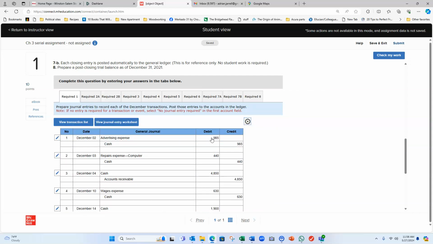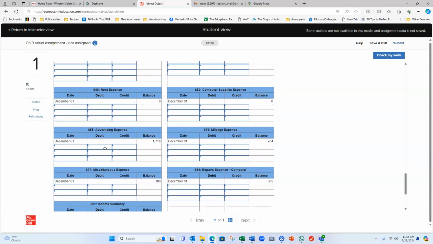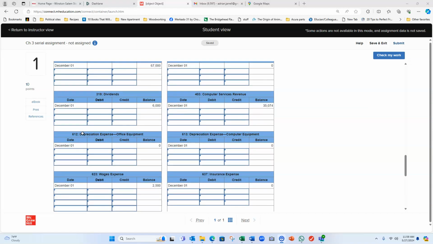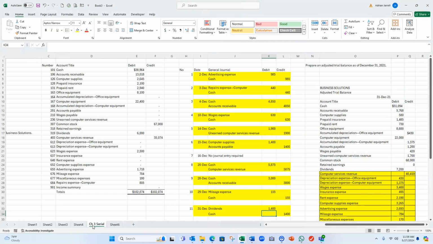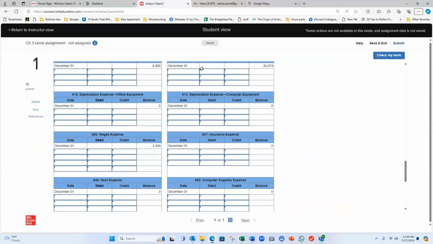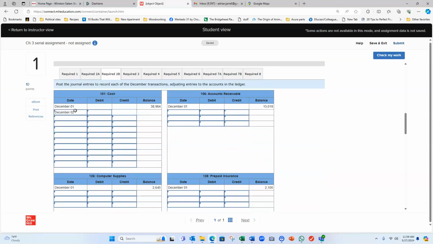Advertising expense debit, credit cash for $9.85 on December the 2nd. So advertising expense, second, $9.85. I'm just going to check those numbers. In fact, I can check right here. Here we go. It was debit to advertising expense, credit to cash, $9.85. And you see my balance is changing.